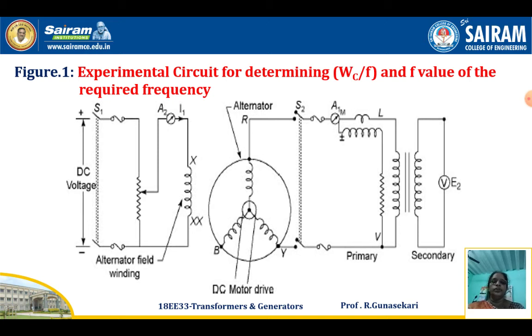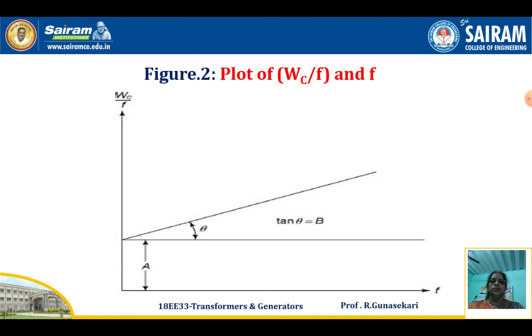Now you note down the ammeter readings A1, A2, then the wattmeter reading, and then the voltmeter reading. All the readings are tabulated in the tabular column. Then we can draw the graph. We already know the formula: Wc divided by F equals A plus BF. So on the y-axis we take the Wc divided by F values, and on the x-axis the frequency F values. Now you can mark all the points and draw the graph.